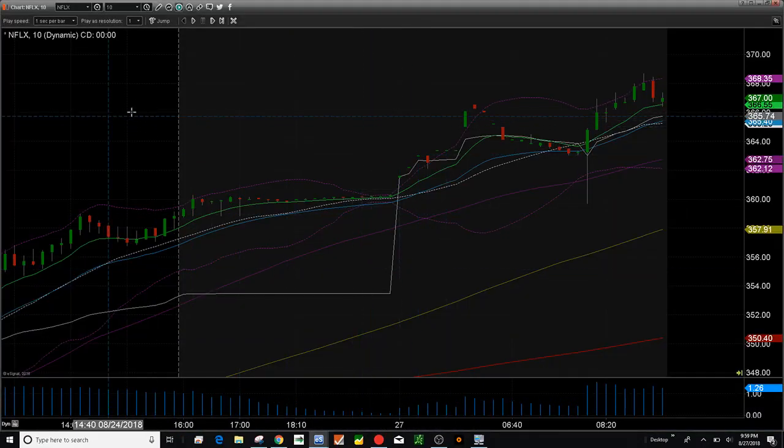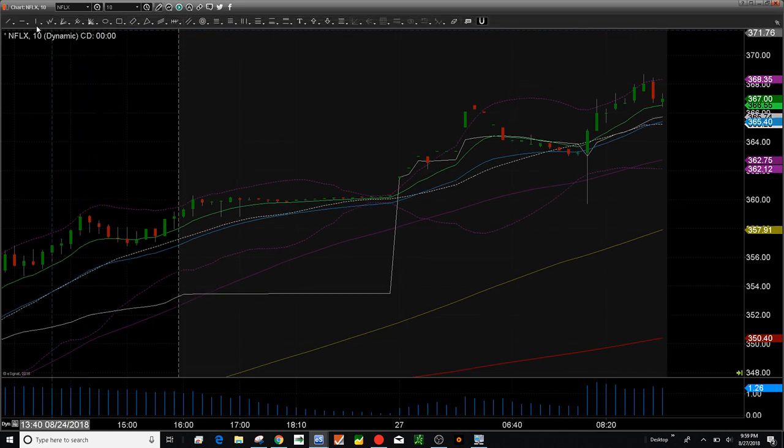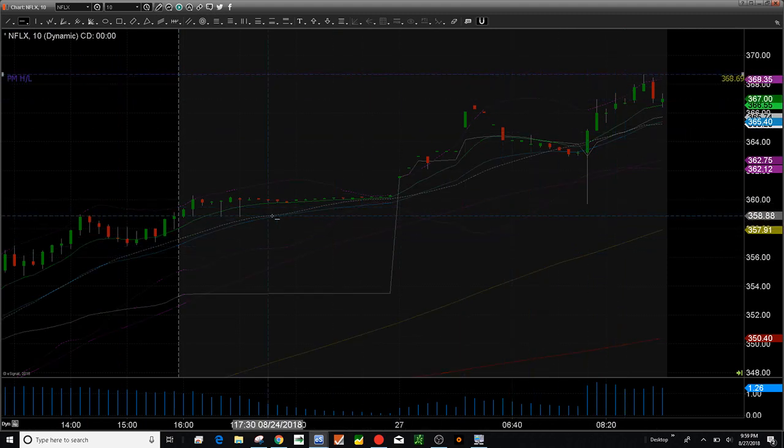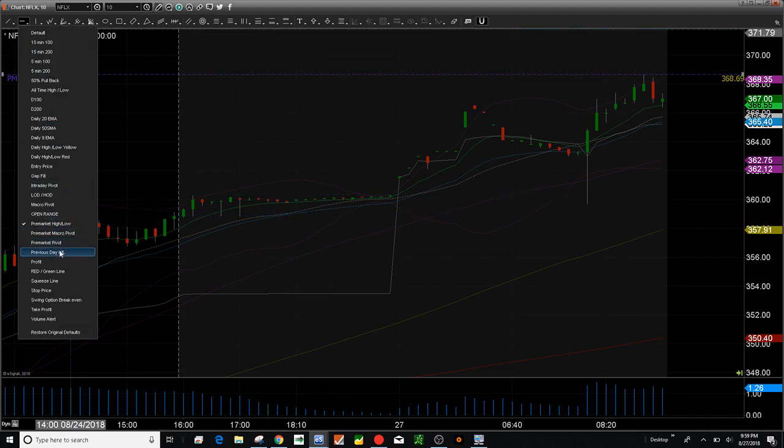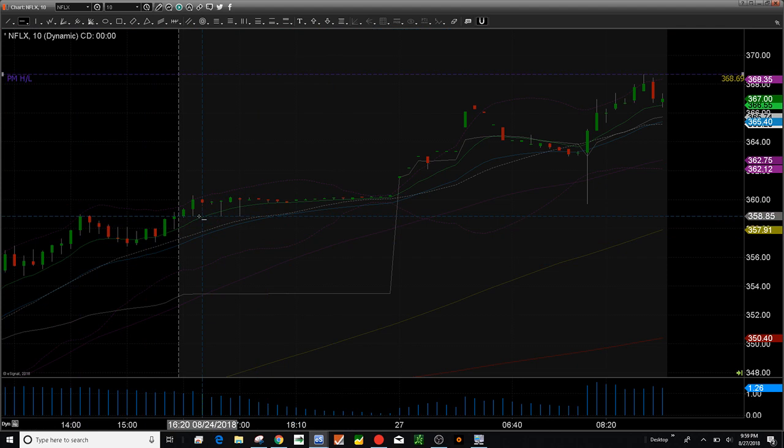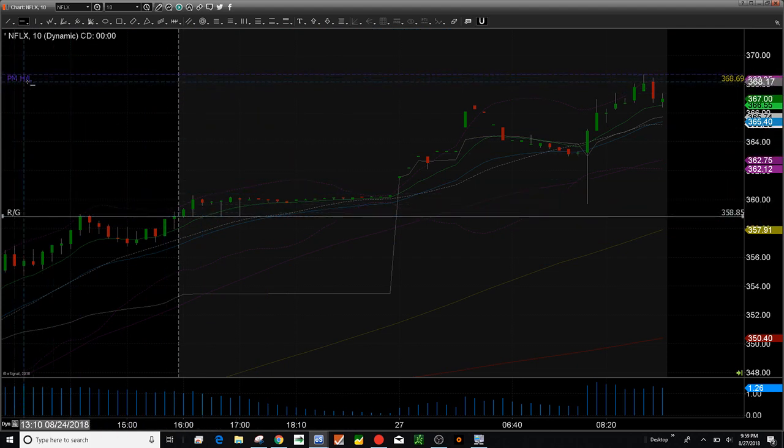Check it out. So this morning I looked at Netflix and it was gapping up here. Once I see that it's gapping up, I'm going to draw the high of pre-market and the low of pre-market. The low of pre-market here is also the red to green line, which happens quite frequently, so I'm not going to draw the low of pre-market. PM is pre-market high and low. And then the red to green line, which is the price the stock closed at yesterday.